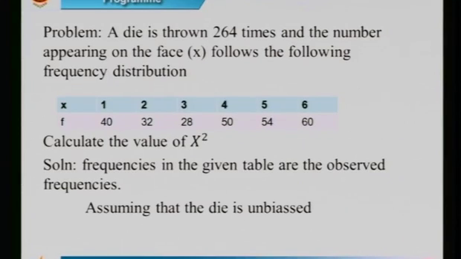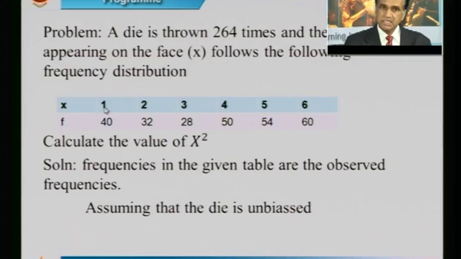Likewise, we will move on to another problem. A die is thrown 264 times and the number appearing on the face X follows the following frequency distribution. That means the number of times we are getting each number when the die is thrown 264 times, the numbers appearing on the upper surface. A die is a small cube, right? It is not indicated with 0, but it starts with 1 and goes up to 6.